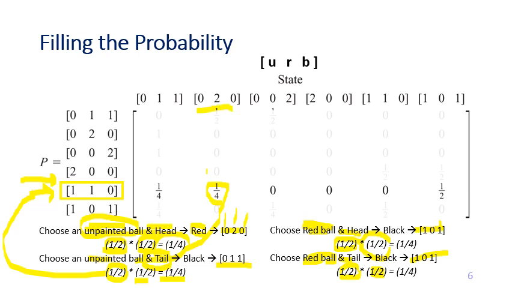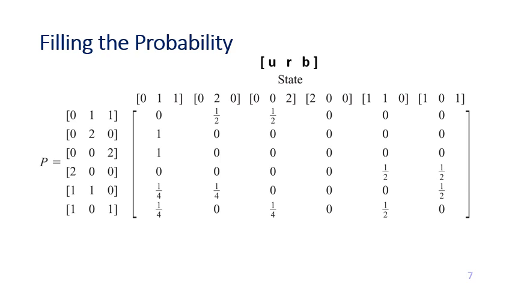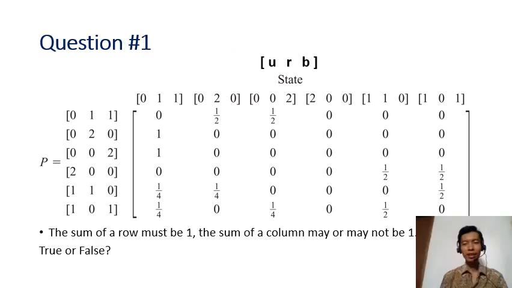Then this 1/4 goes here, and these two are ending up in the same state, 101. You may sum these two probabilities to become 1/2. So that's how you fill the probabilities. And this is the complete probability matrix. You may pick any value and do your own practice to try to obtain the same value as shown in this matrix. Okay, so now here are some questions to check your understanding.